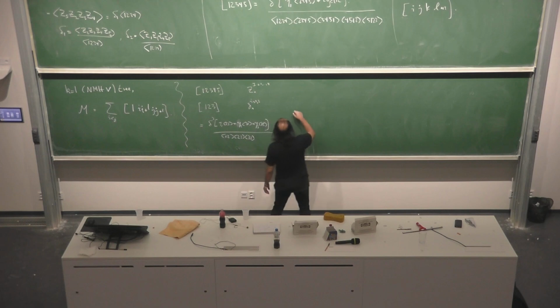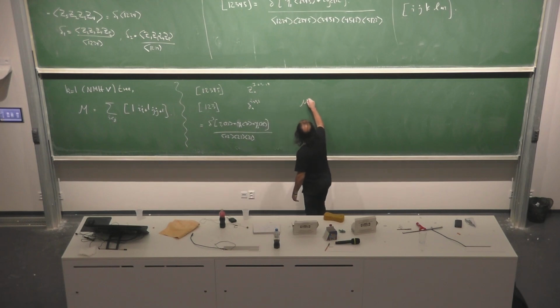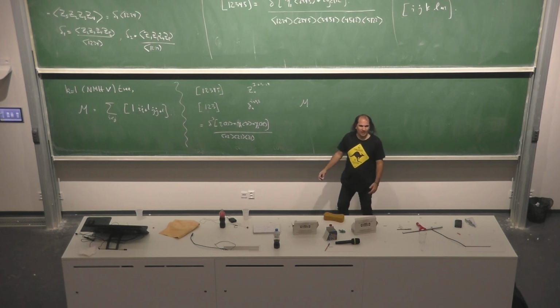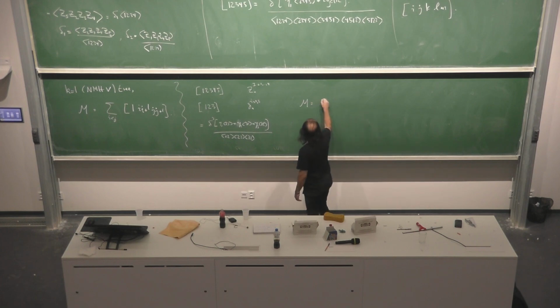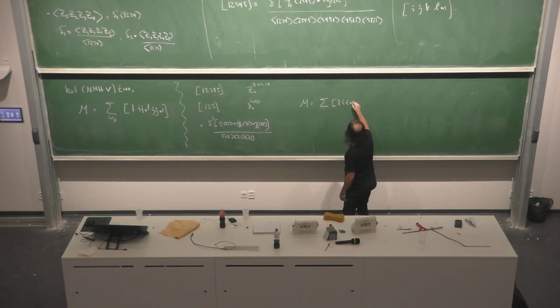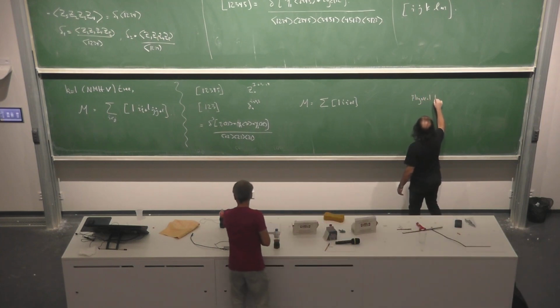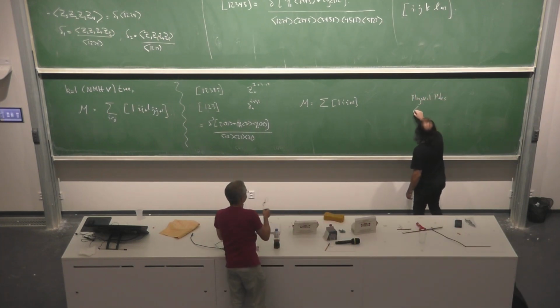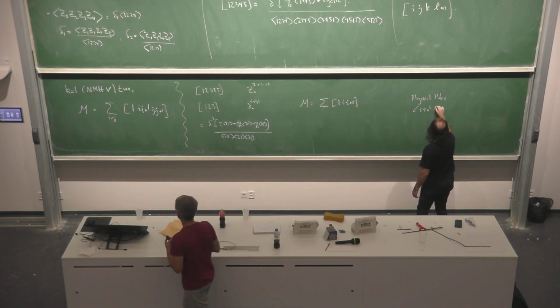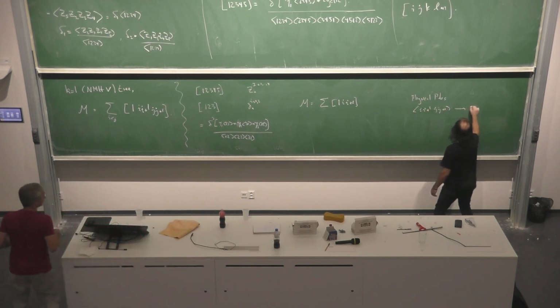Okay? And my amplitude here, quote-unquote amplitude, not an amplitude, but my toy model for an amplitude is now just going to be the sum of 1, i, i plus 1. Oh, and my physical poles, my analog of physical poles, instead of being i, i plus 1, j, j plus 1, are just going to be i, i plus 1.